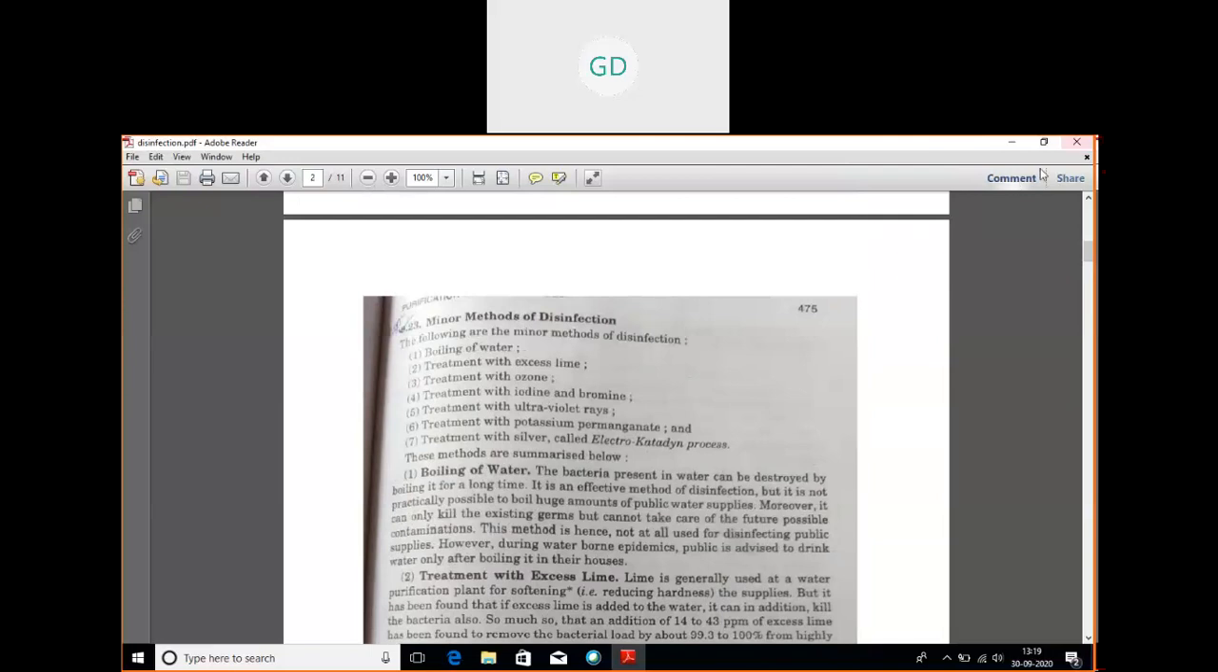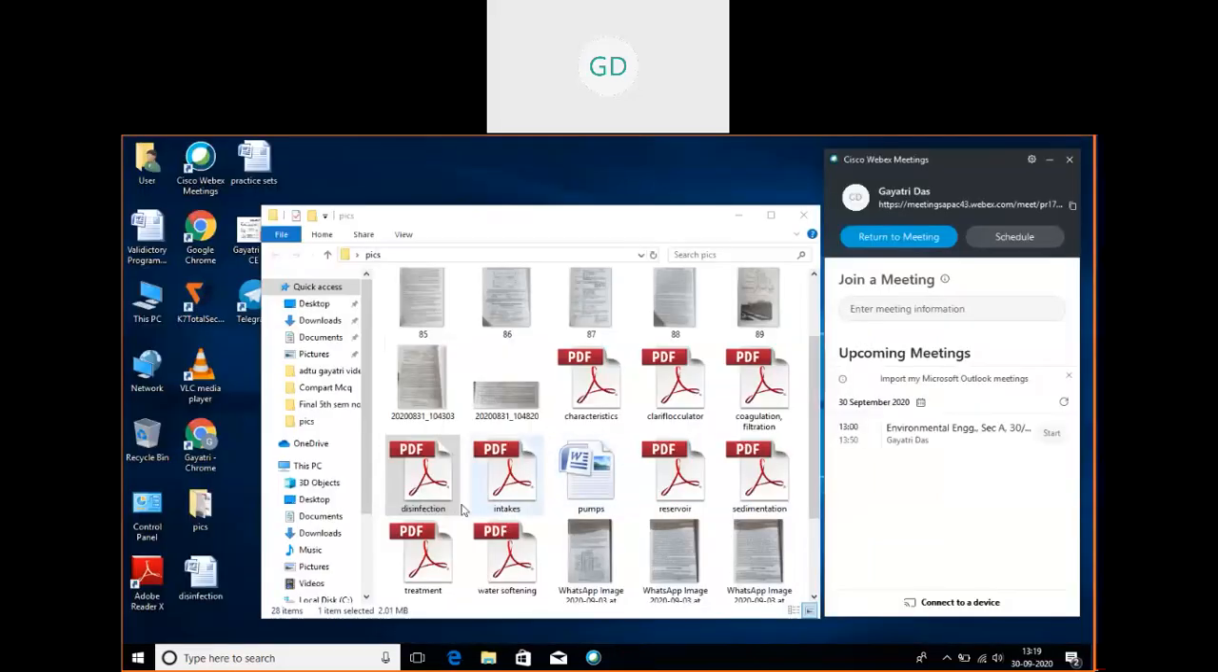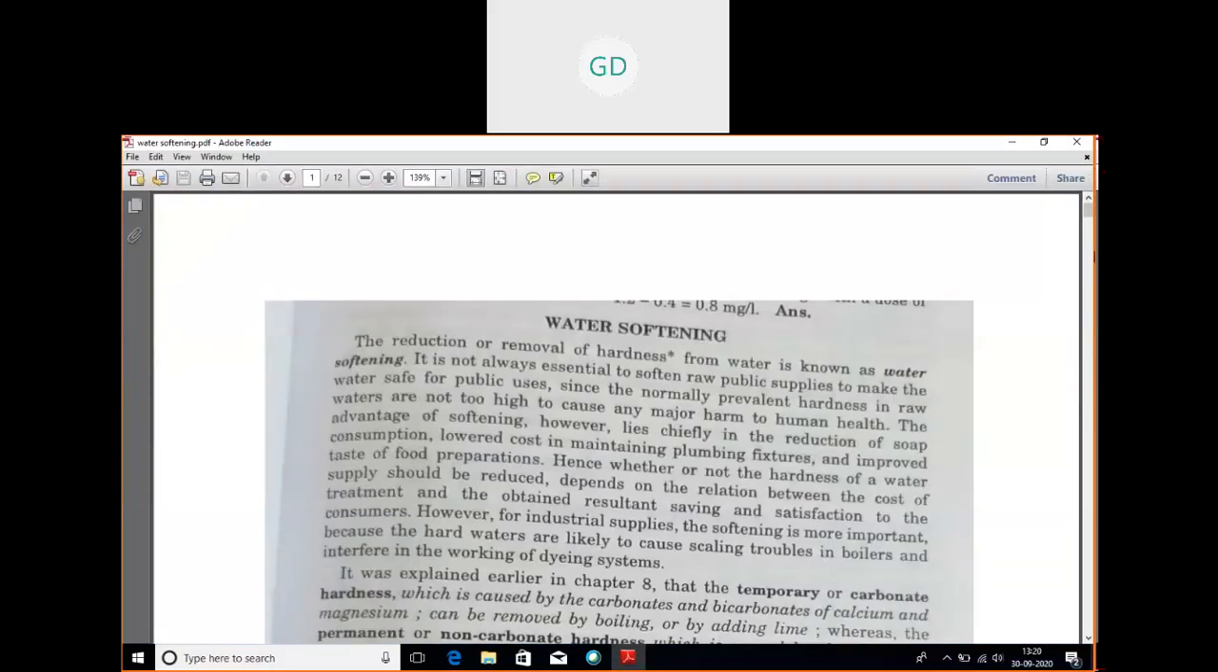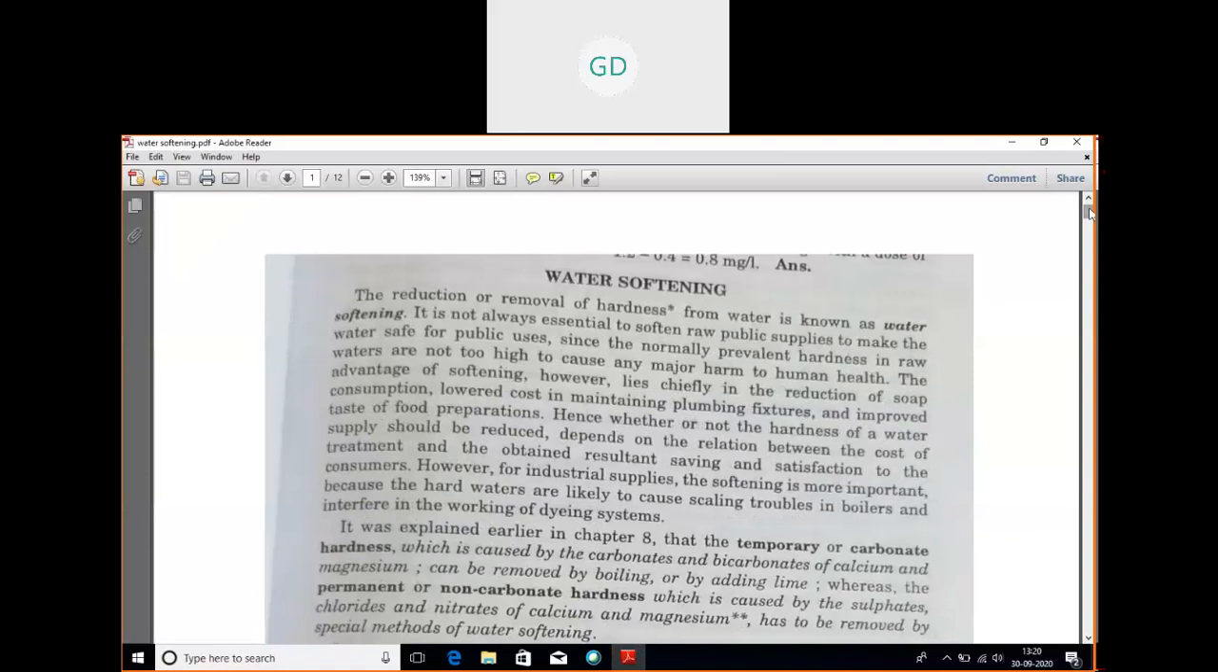Next is, after you have done disinfection, now comes your water softening process. Okay, you have killed the bacteria by adding chlorine. But now, what to do about the water which is hard? Because we have already studied about temporary hardness and permanent hardness of water. So we need to remove the temporary hardness as well as the permanent hardness from the water. Okay, so what is water softening?